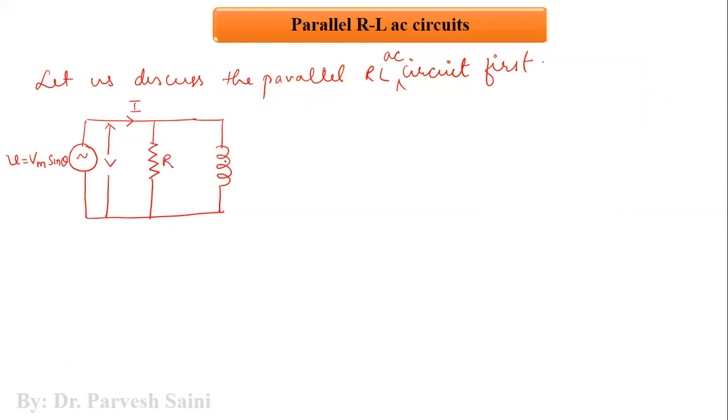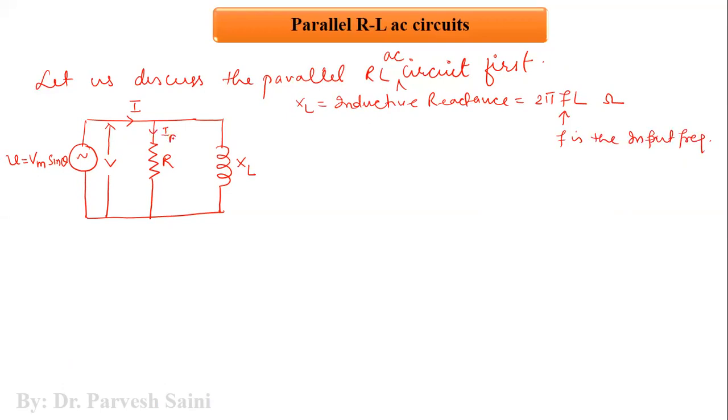and then this is the resistance, this is the inductance basically, and we know that XL is the inductive reactance, which is equal to 2 pi FL ohms, and this F is the input frequency, right? So let us say the current in this branch is IR and the current in this branch is IL, right? So this is a parallel RL circuit.